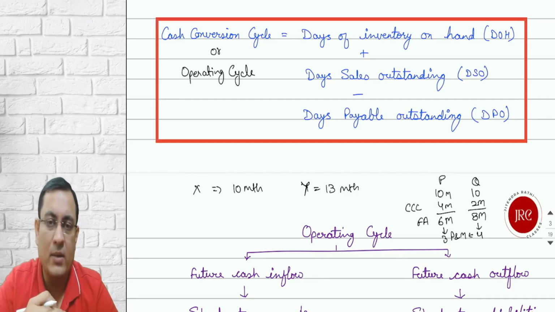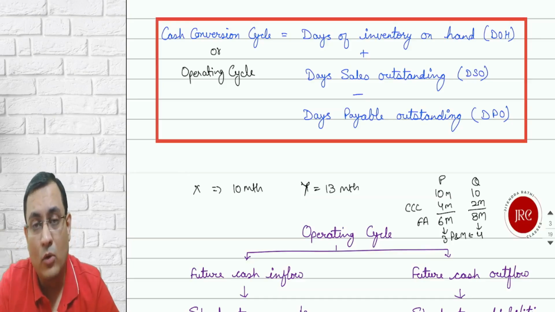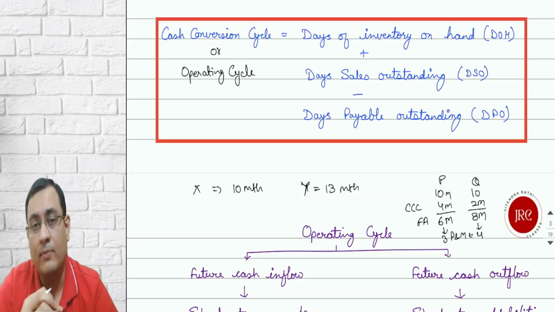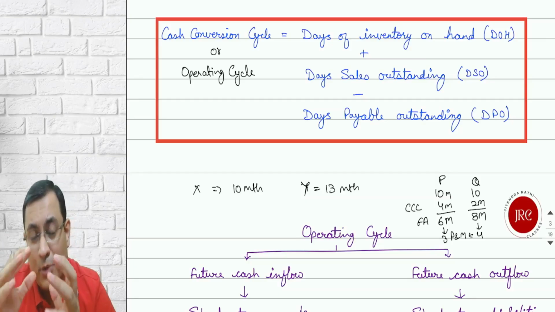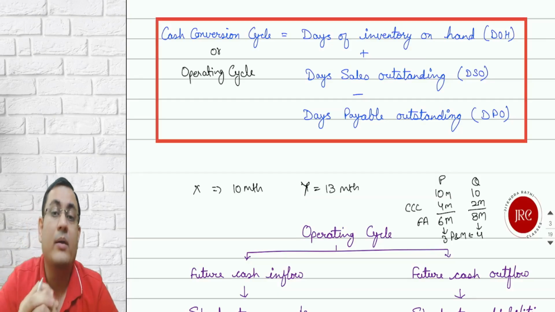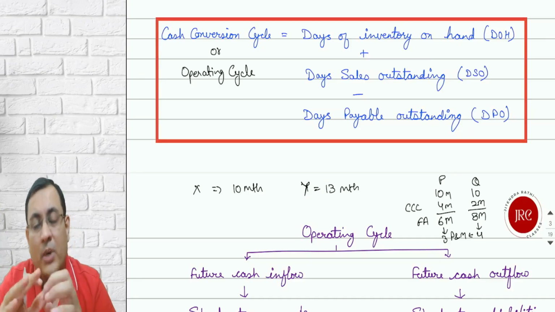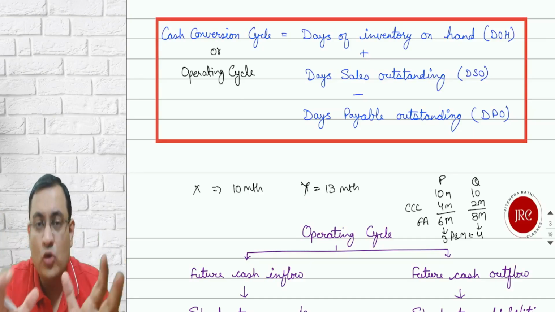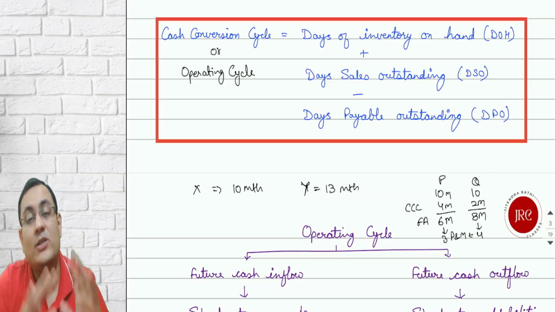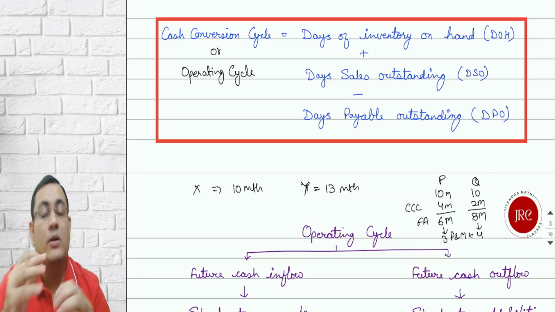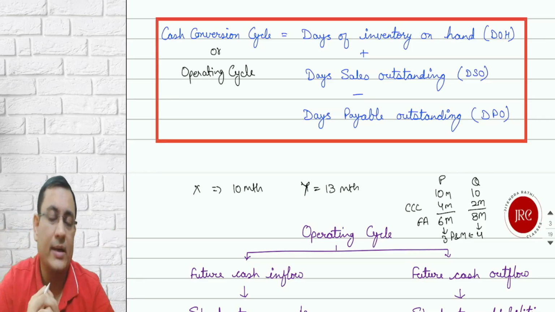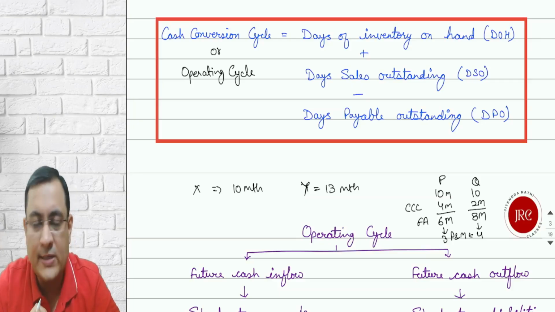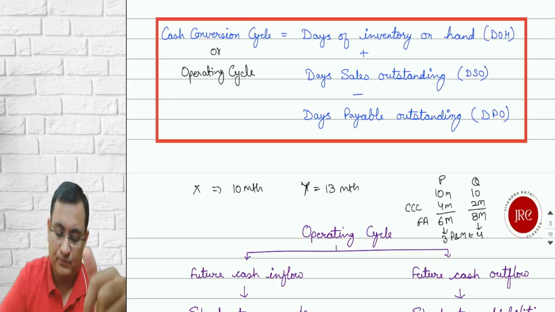A longer operating cycle means you are maintaining more cash solvency, but profitability will be hit. With a shorter cash conversion cycle or operating cycle, your profitability will be higher, but there will be a risk of cash insolvency. Generally, it is assumed that a shorter cash conversion cycle is better, because from a profitability point of view, less amount is getting blocked or invested in your short-term assets.